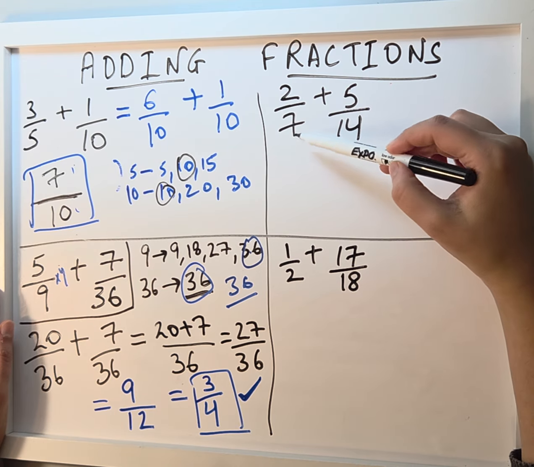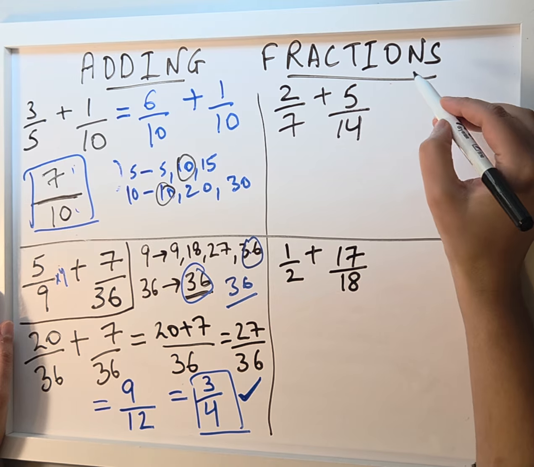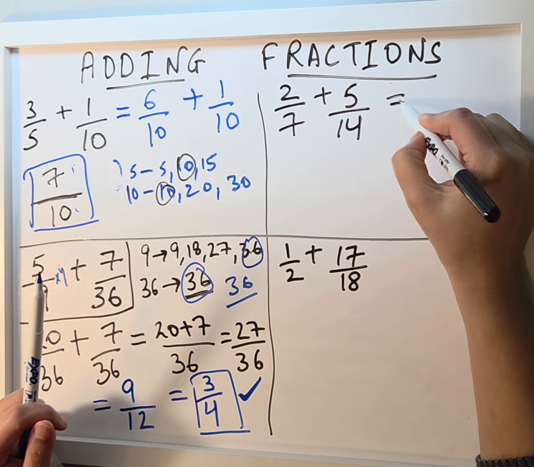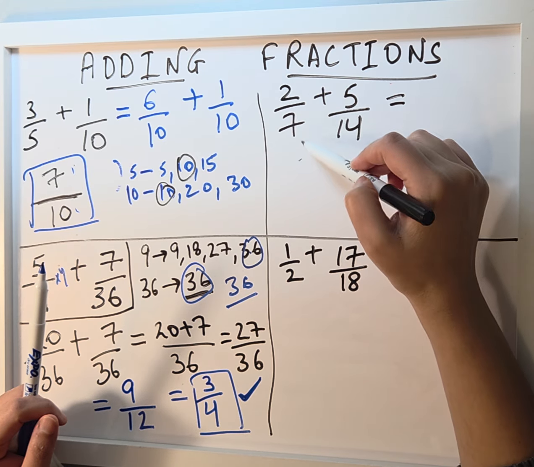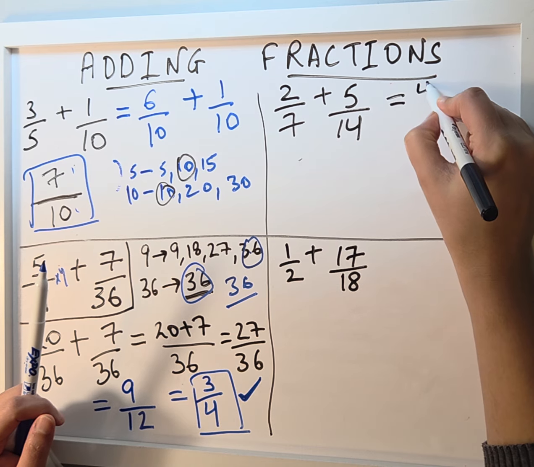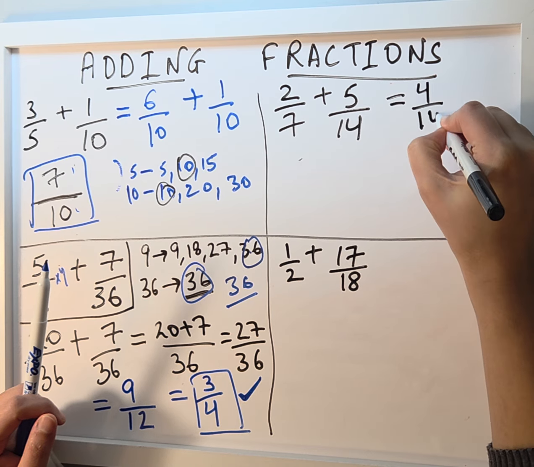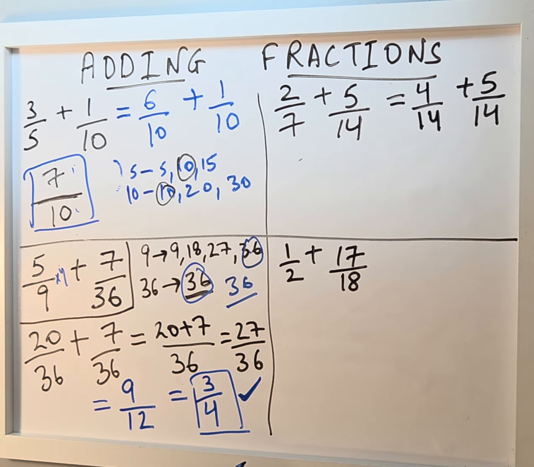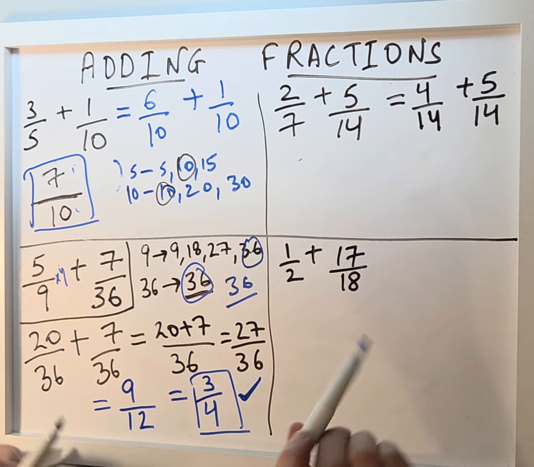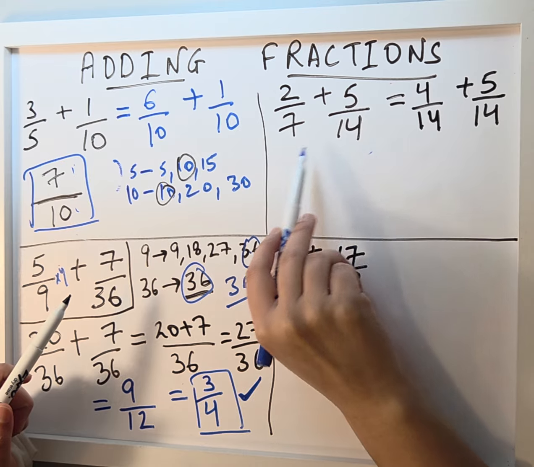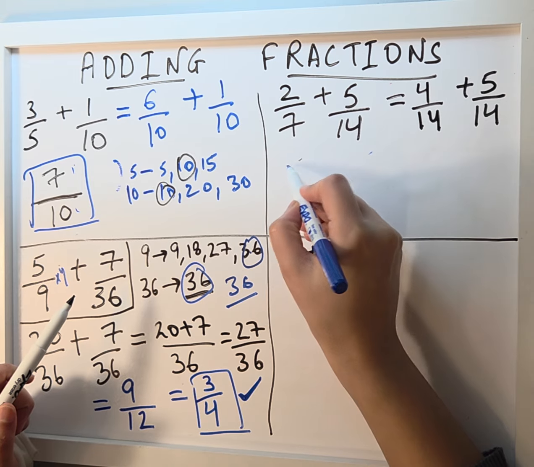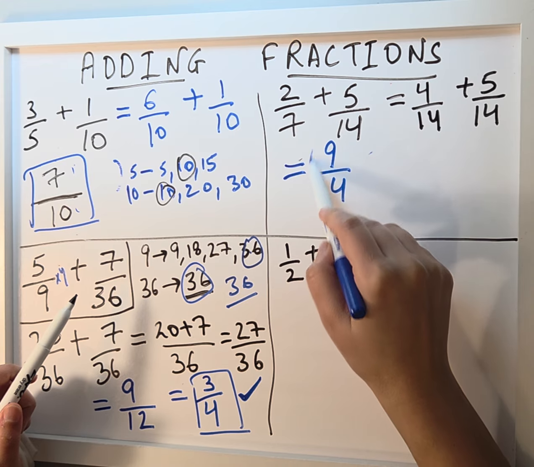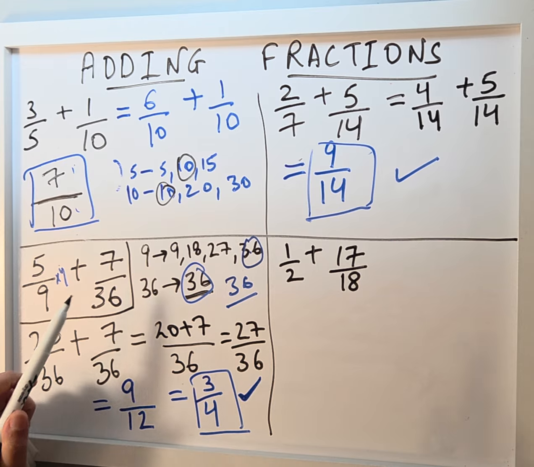So here we have 7 and 14. We know 7 into 2 is 14. So we need to convert the first one to 14. We need to multiply it by 2. So 2 into 2 is 4 and 7 into 2 is 14. The second one we will keep as is because we already have 14 in the denominator. The LCM of 7 and 14 will be 14. Now we do 4 plus 5 is 9 by 14. They don't have a common factor, so this will be our final answer.